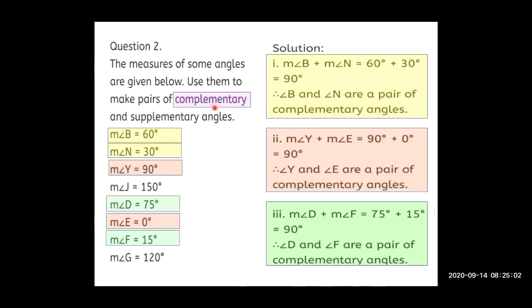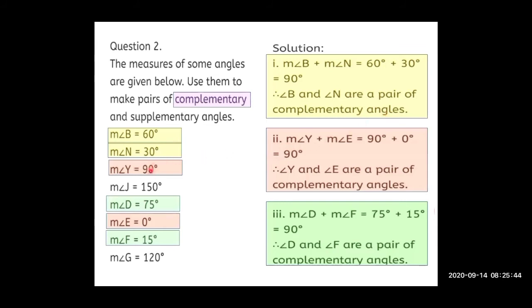First we find complementary angles. We have to find two such angles from this list whose sum is 90 degrees. Yes, see the first one. Measure of angle B equals 60 degree and measure of angle N equals 30 degree. So 60 plus 30 equals 90. So our solution will be measure of angle B plus measure of angle N equals 60 plus 30 equals 90 degree. Therefore, angle B and angle N are a pair of complementary angles.